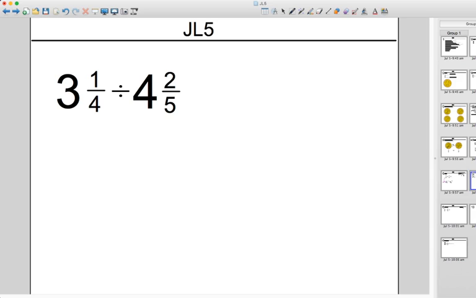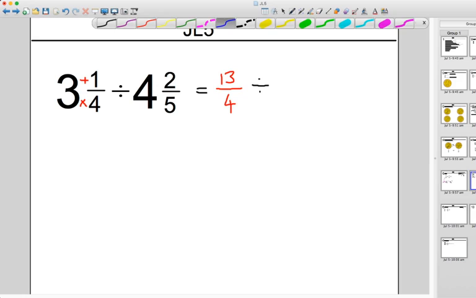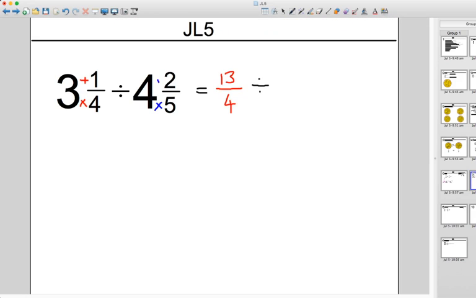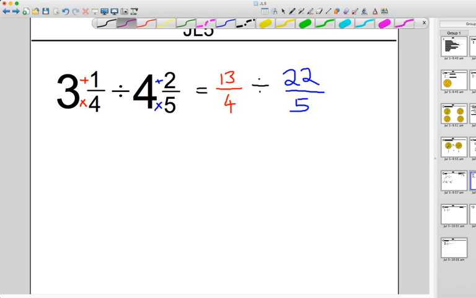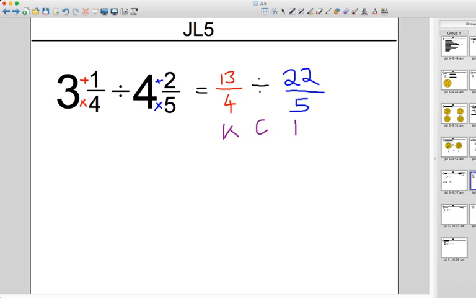So given that, you should be able to do something a little bit more complicated here. How are we going to go about this? Well, first we're going to need to convert to top heavy. So looking at 3 1/4, 3 4s are 12, plus 1, 13, over 4. Divide stays the same. And then we're going to look at this one. 4 5s, 20, plus 2, 22, over 5.